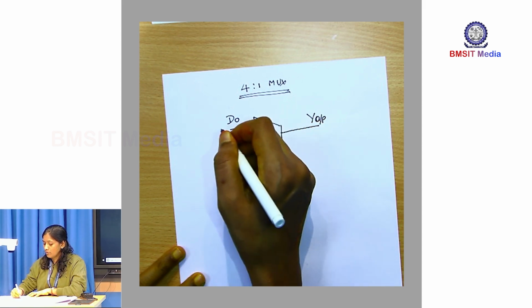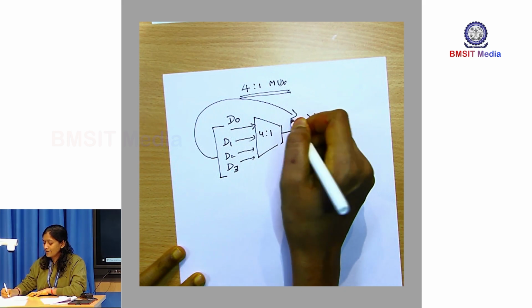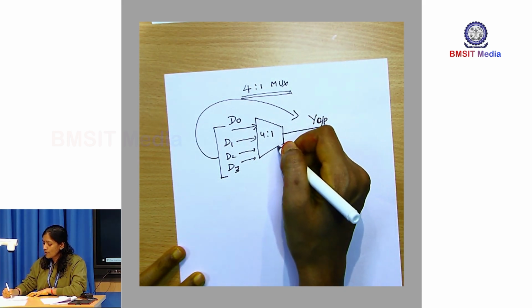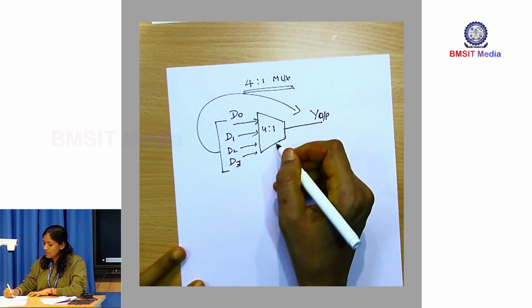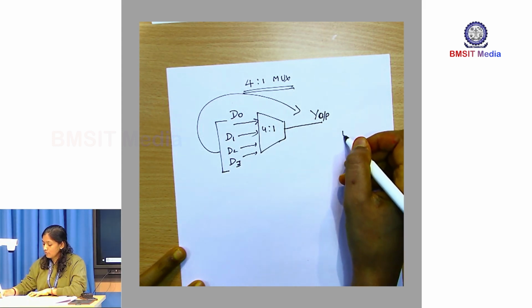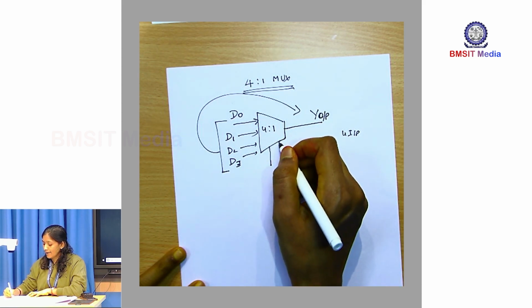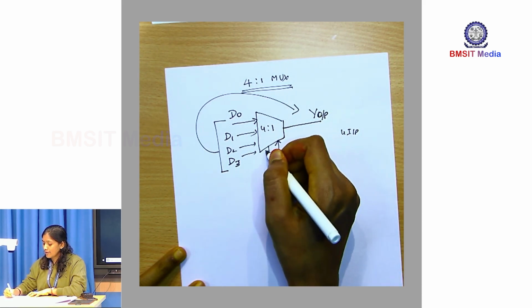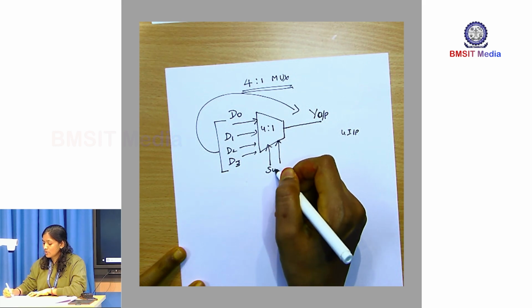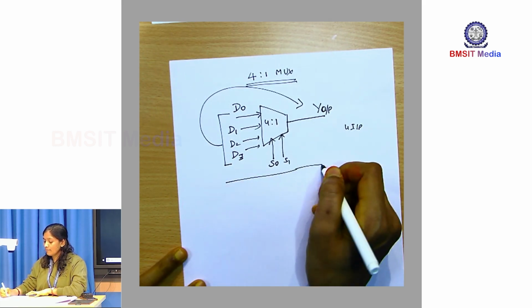Out of these 4 inputs, I have to select one data and pass it to my output. How do I select? Who is going to direct this? This direction is given by the select lines. Since there are 4 inputs, we will have 2 select lines. Those 2 select lines are called S0 and S1. So, this is the structure of your mux.